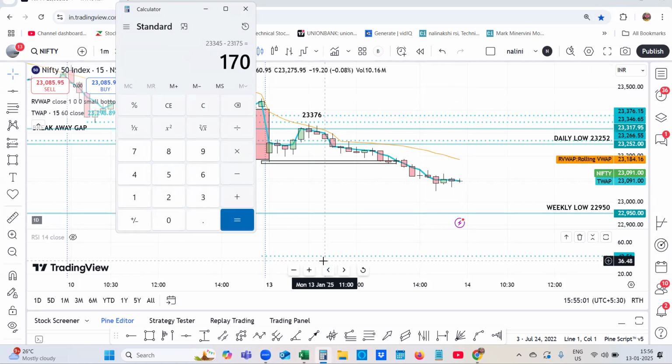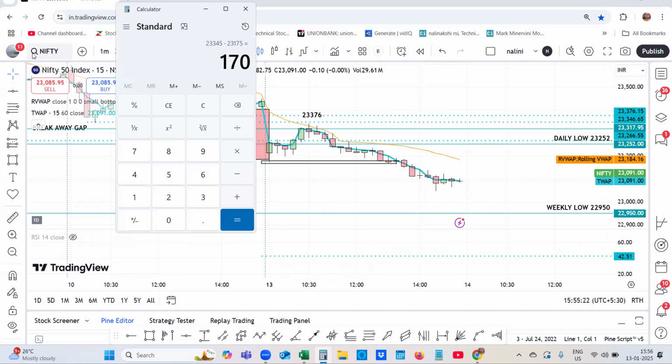If the index underlying rallies 170 points, an at the money call option will rally a minimum of 50% of it. So if it is a 23,350 call option or like that, you could have got 60 points. Yes, it gave 60 points.